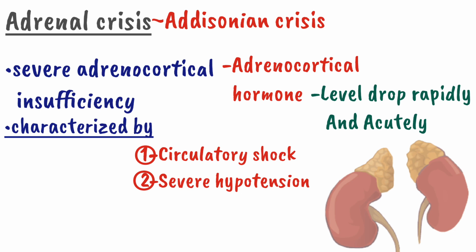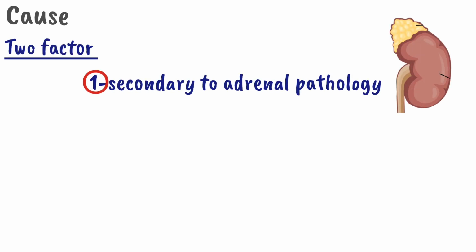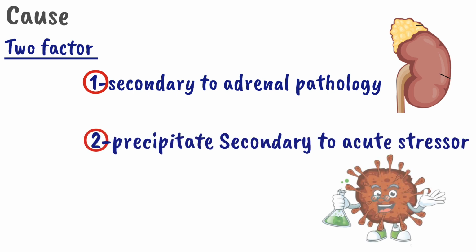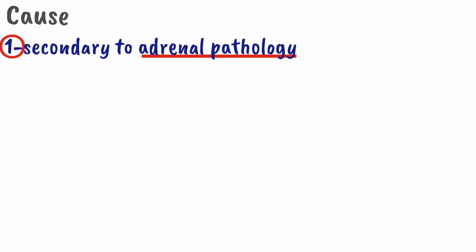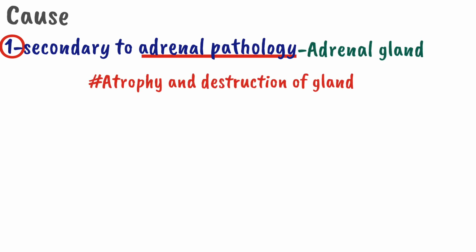Now a question arises: what causes adrenal crisis? Adrenal crisis is caused by two factors. The first one is that it occurs secondary to some adrenal pathology, and the second one is that it can be precipitated secondary to an acute stressor. By adrenal pathology, we mean that something is going wrong with the adrenal gland which will lead to atrophy or destruction of the adrenal gland. It can occur due to a variety of causes.